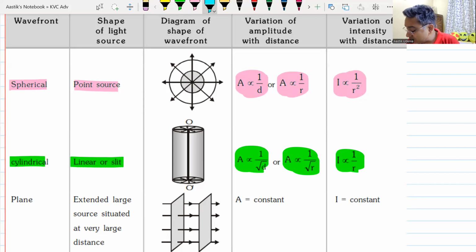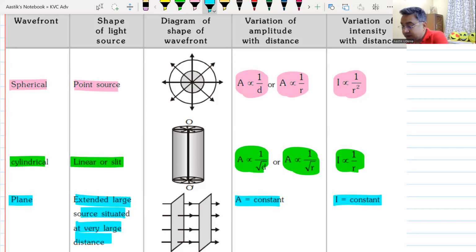If you have a planar source of light, amplitude and intensity both are constant. Everything you have written, only the extreme right hand side, the two columns, the variation of amplitude and intensity. And you can see intensity is proportional to amplitude square. Do you remember that? Yes, sir. So if you just remember the variation of intensity, you can find out the variation of amplitude. I'll give you a minute to note this down.